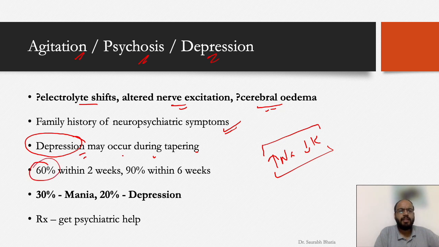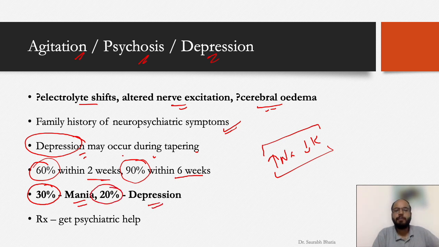60% of patients will complain of some kind of psychiatric disturbances within the first 2 weeks of stopping steroids, and this can increase to 90% within 6 weeks of stopping steroids. Clear? Most common psychiatric disturbance is mania, seen in 30% of patients, and 20% of patients can have depression. It's a variable statistic, but 30% mania and 20% depression have been mentioned in books.